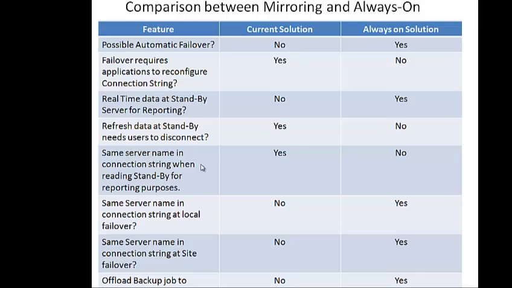The last bullet point is offload backup jobs. Always On offers this functionality that you can make two types of backups on any of the secondaries, and those two types are copy-only backup and transaction log backup. Full backups and differential backups are not allowed to be made on any replica, but copy-only and transaction log backups you can make on any secondary replica.